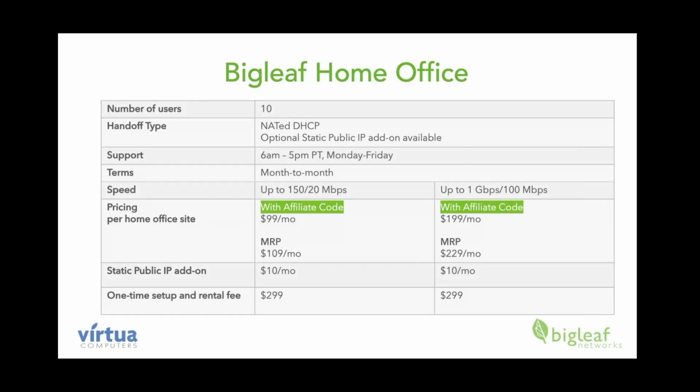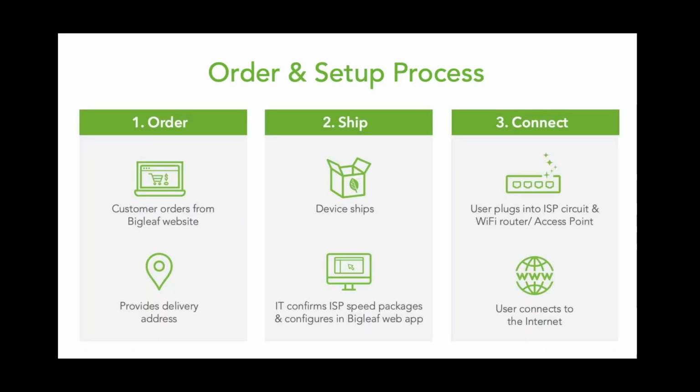So one of the questions that we'll end with is, how much is it? Home office starts at $99 a month. We can walk you through working with Virtua to get that ordered, all the way up to $199 a month based on the total bandwidth throughput that you need. Again, the ordering process is simple.